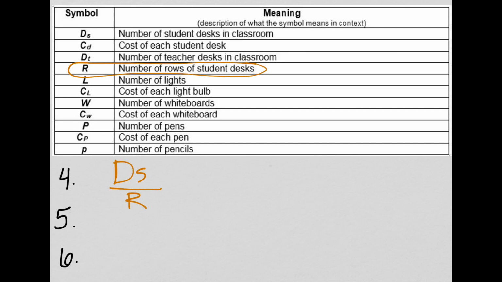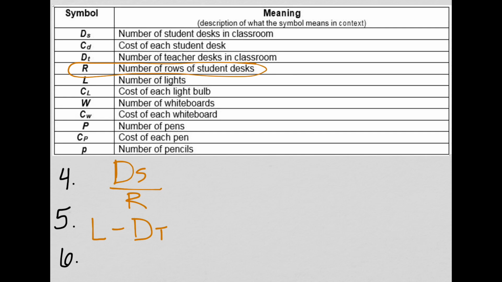Okay, next one. Write an expression for how many more light bulbs there are than teacher desks. I don't know why you would ever want to figure that out, but how many light bulbs do we have? That's L. And how many teacher desks do we have? That was DT. We're going to subtract them because that's how you find how many more of something there is. You would take the number of light bulbs and subtract off how many teacher desks, and that would be how many more there were. Okay, last one on the front.